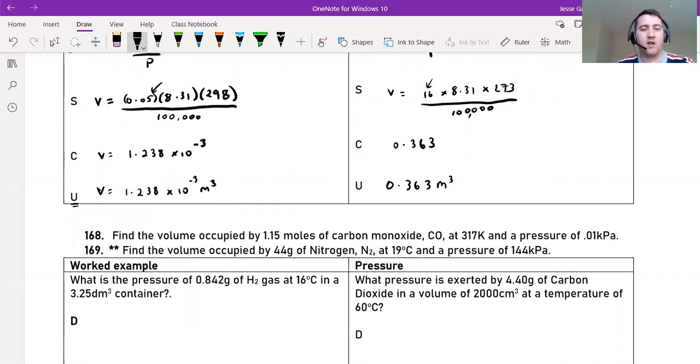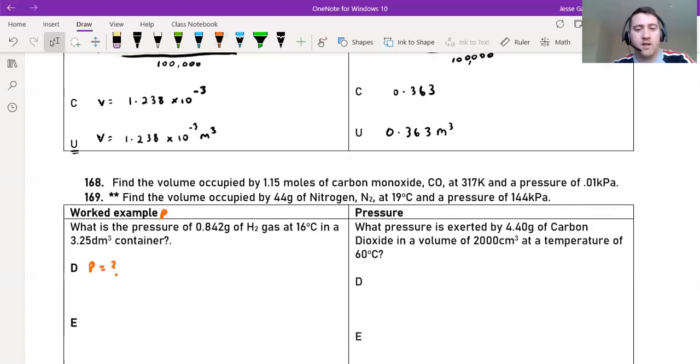In this case, look what it says. What is the pressure? So in this case, we're being asked to find P. So P is the unknown in this case. What is the pressure is what it's asking us. So that's the first thing I can write down here. P equals question mark. That's what I want to find. All right. Now you go ahead, pause the video and write down the rest of the data we know.